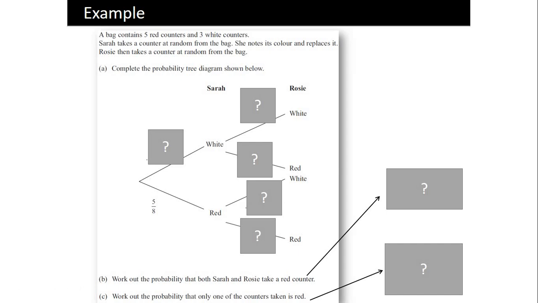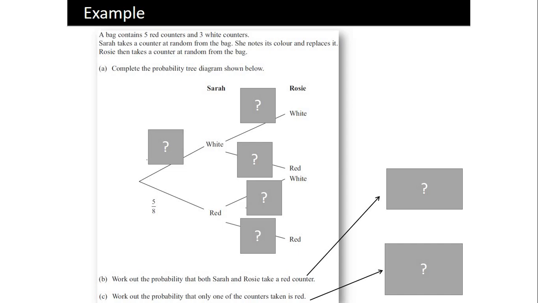So a bag contains 5 red counters and 3 white counters. So there's 8 counters altogether. Sarah takes a counter at random from the bag. She notes its colour and replaces it. So that would mean that these events are independent of each other. They won't affect each other. So they'll be out of the same amount because we're replacing it into the bag. We're not changing the amount of counters each time Sarah takes one from the bag.